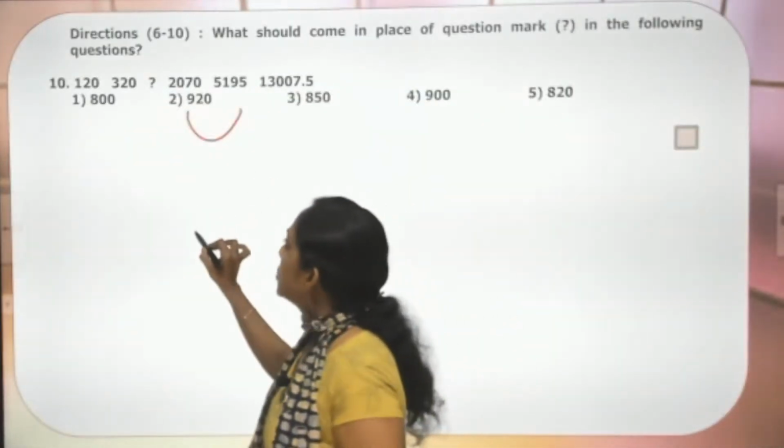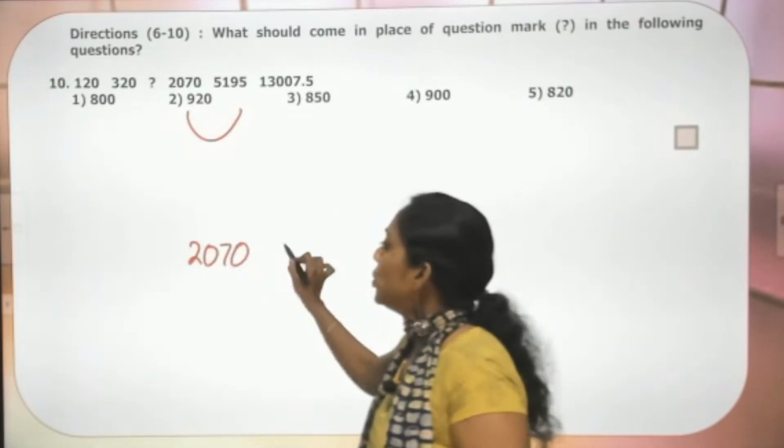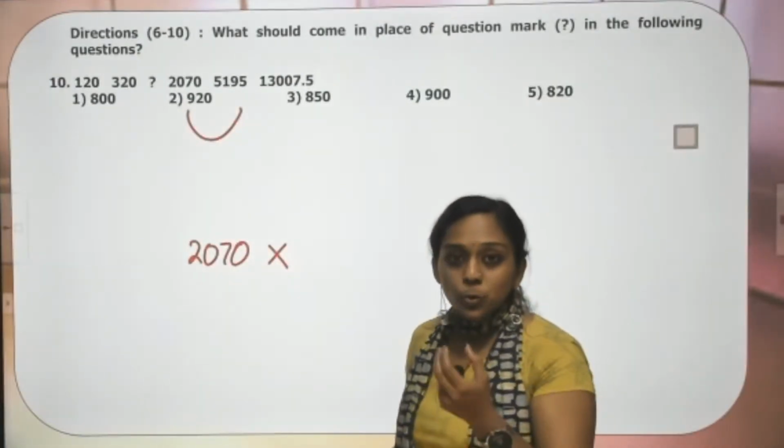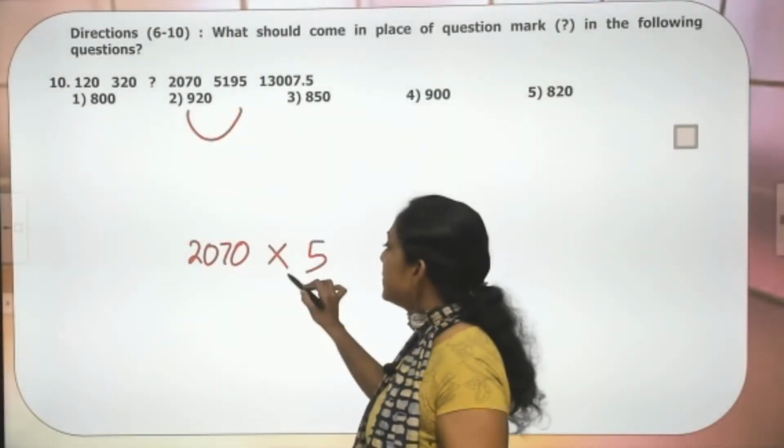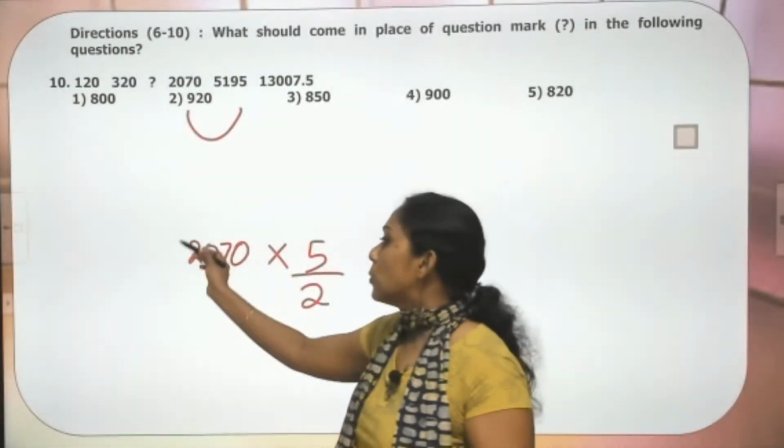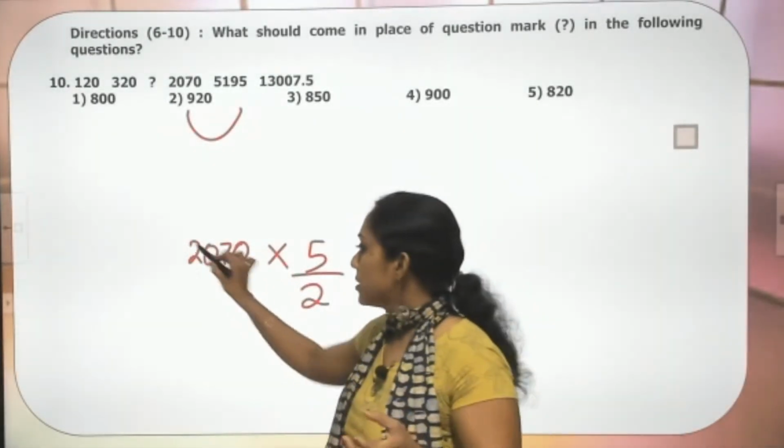So let's see, 2070 into 2.5. What is 2.5? 2.5 is 5 by 2. So this is 1035.